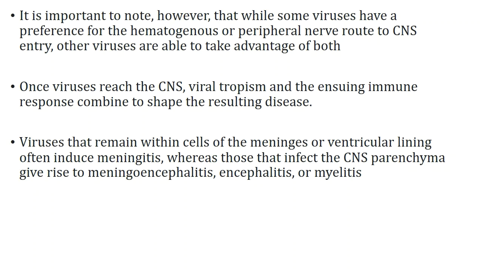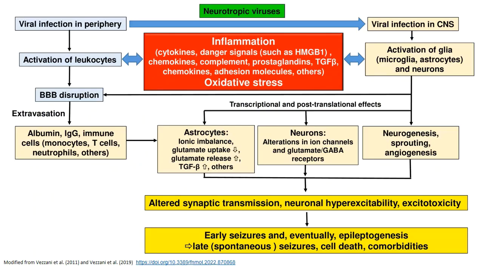Viruses that remain within cells of the meninges or ventricular lining often result in characteristic meningitis, whereas those infecting the CNS parenchyma can result in a characteristic meningoencephalitis, encephalitis, or myelitis. Now, if we see this diagram, what do we see? We see that the neurotropic viruses, which may be herpes simplex virus, cytomegalovirus, rabies virus, poliovirus, etc., can basically affect the CNS, or through the periphery.